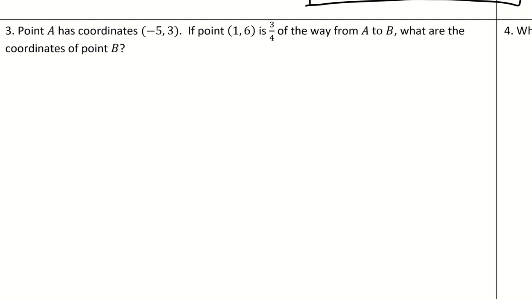All right, so number 3 we have talked about before, but it was in the beginning of the year, so you may or may not have forgotten it. It says point A has coordinates (-5, 3). If this point is 3/4 of the way from A to B, what are the coordinates of B? All right, so I'm going to go ahead and just draw this real quick so we get the idea.